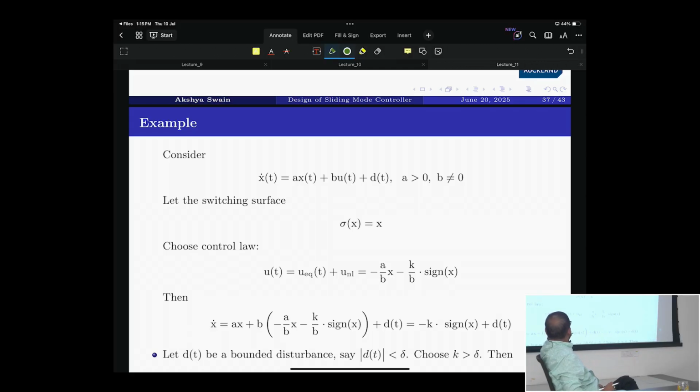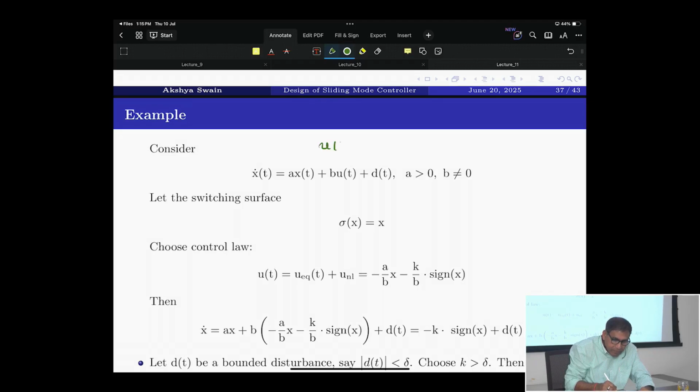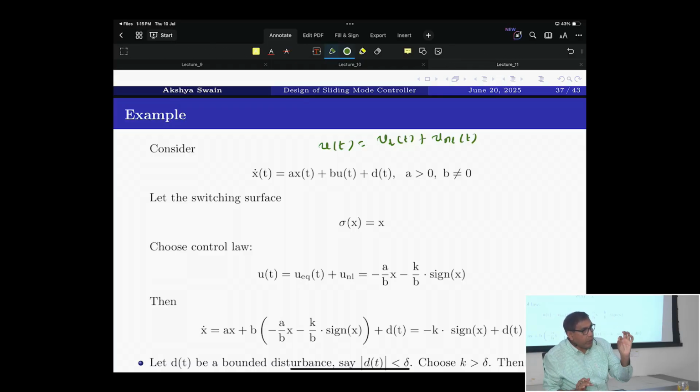x dot is equal to x plus bu plus dt. The system has a disturbance. Let us define the switching surface sigma of x is equal to x. Now you want a control law. It has got two parts. One is the equivalent, u(t) is equal to one linear part and one nonlinear part. The linear part will ensure that the system is in the sliding surface, and that is computed by making this dt is equal to 0.